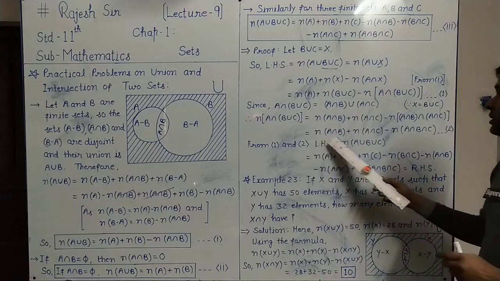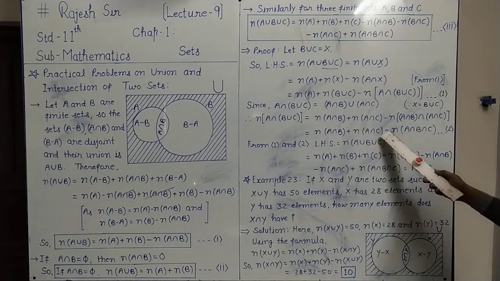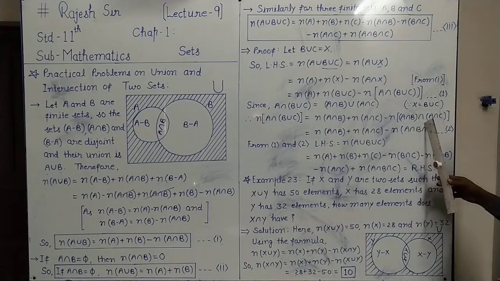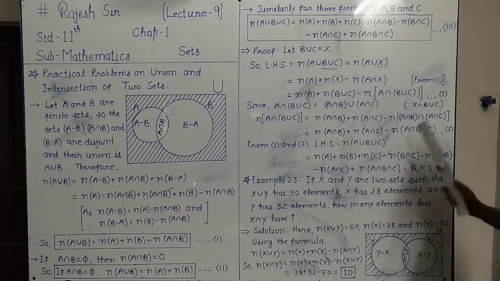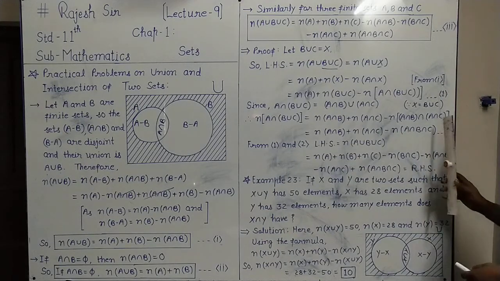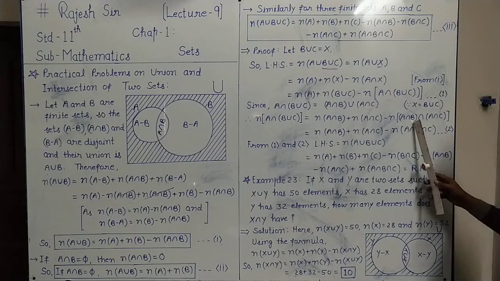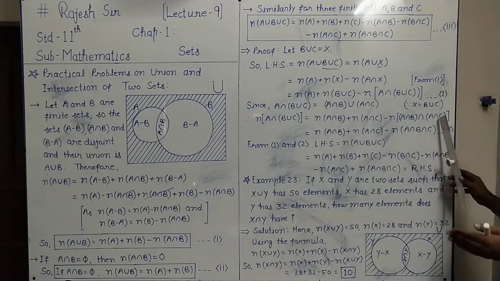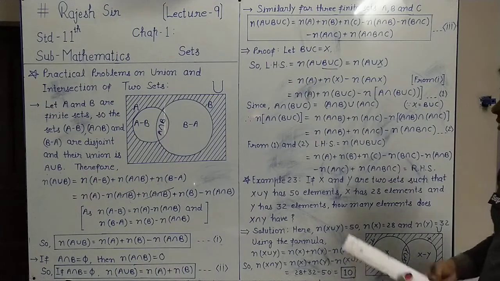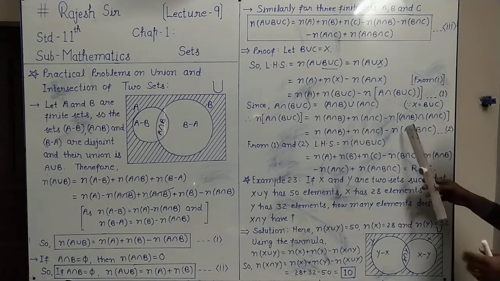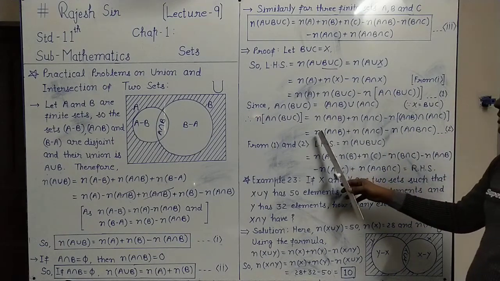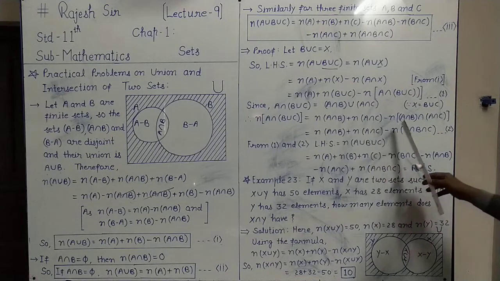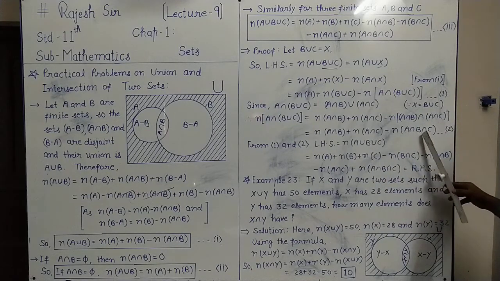Then n(A intersection B) as it is, plus n(A intersection C) as it is, minus n of their intersection. You can understand that A intersection B means elements common to A and B, and A intersection C means elements common to A and C. Their intersection is actually A intersection B intersection C only. So this simplified form is n(A intersection B intersection C) only. This is result 2.